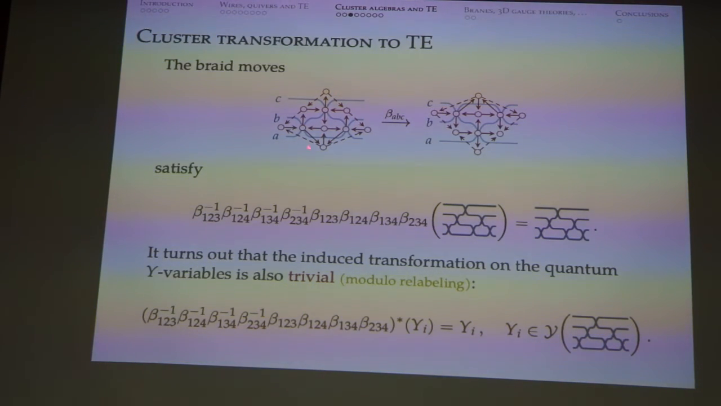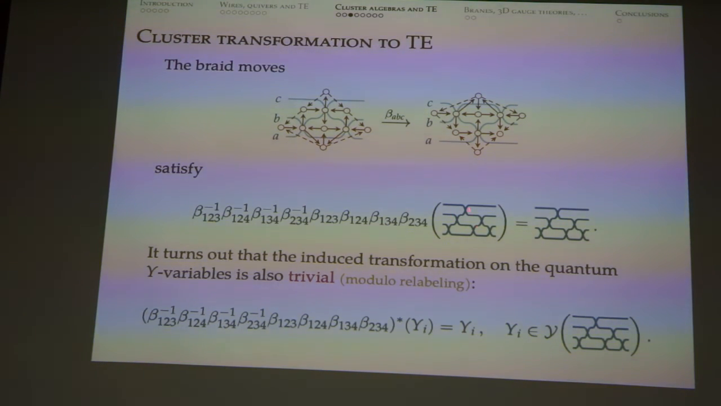So let's recall what the braid move did. You had a wiring diagram like this. I applied a braid move, and I get a new wiring diagram, and correspondingly, the quiver was transformed to a new quiver. Okay, and then we have seen that there's a loop of braid moves, and this beta_ABC satisfies this equation. If you multiply these betas and beta inverses and apply that to this wiring diagram, then this wiring diagram is invariant. Okay, and the corresponding quivers are invariant.